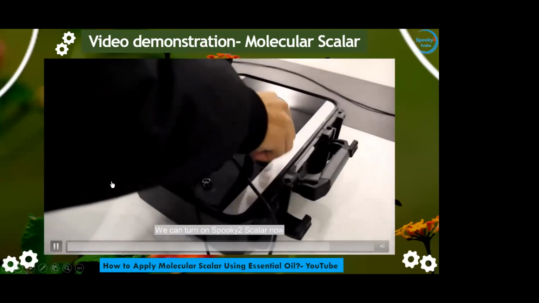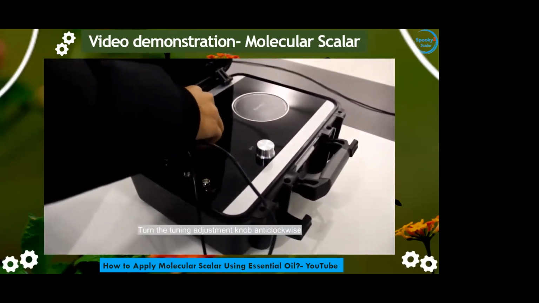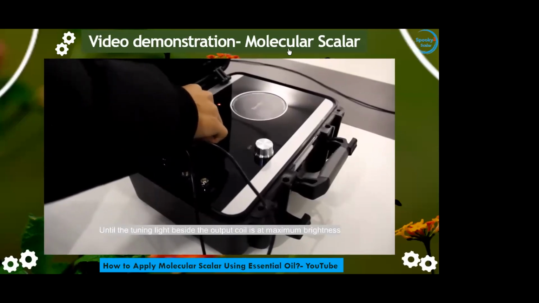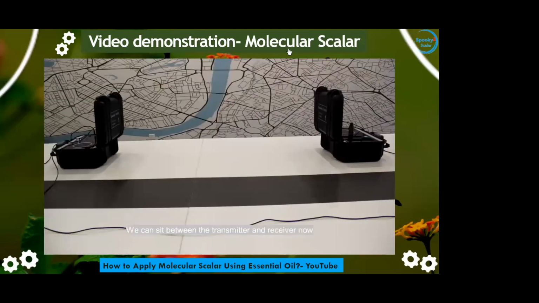We can turn on Spooky2 Scalar now. Turn the tuning adjustment knob anti-clockwise until the tuning light beside the output coil is at maximum brightness. OK, we can see between the transmitter and the receiver now.